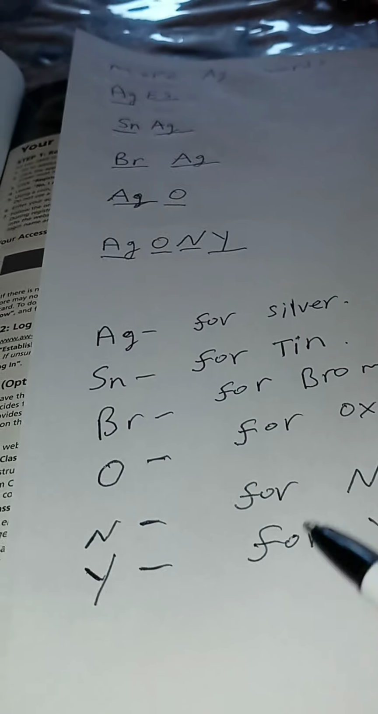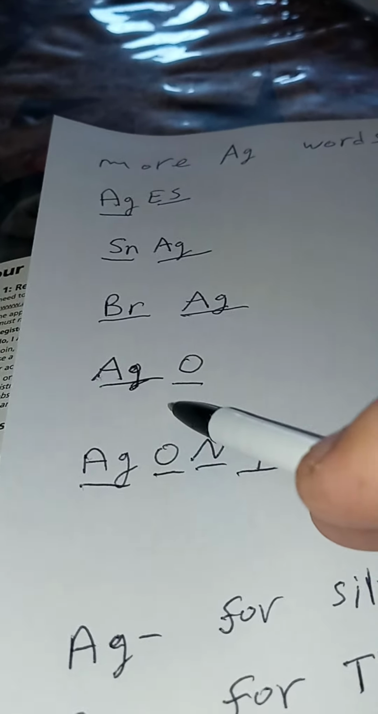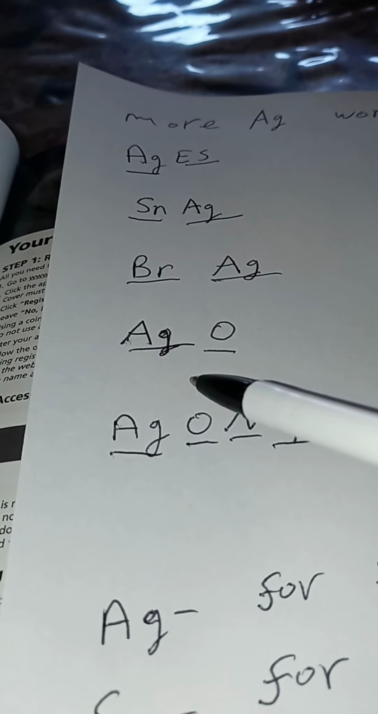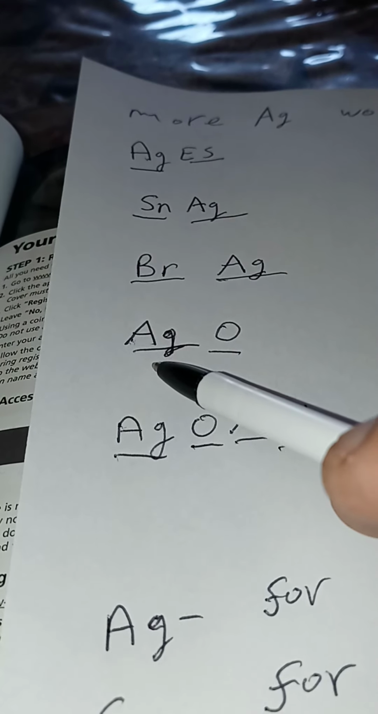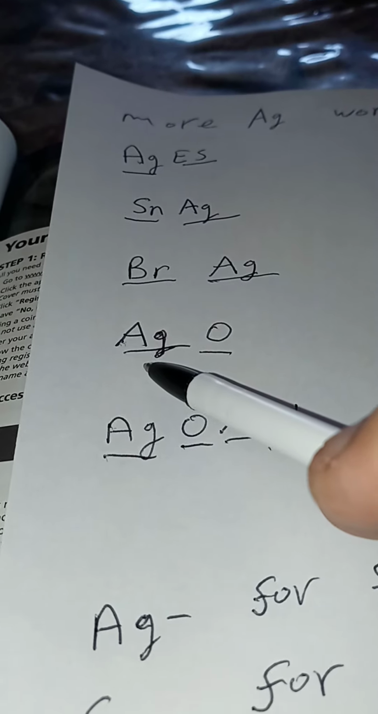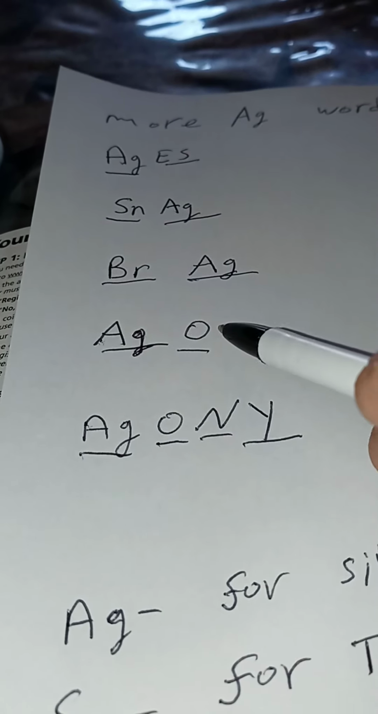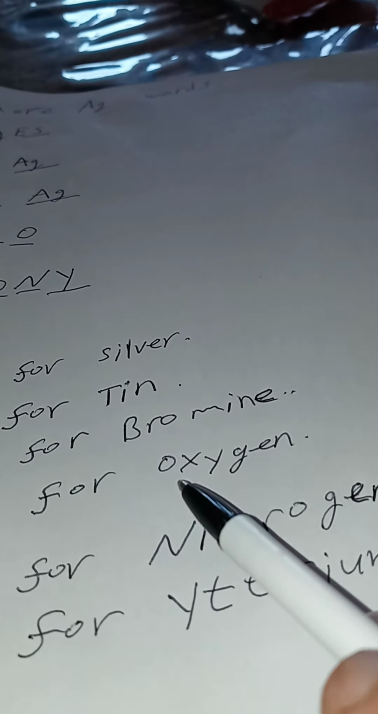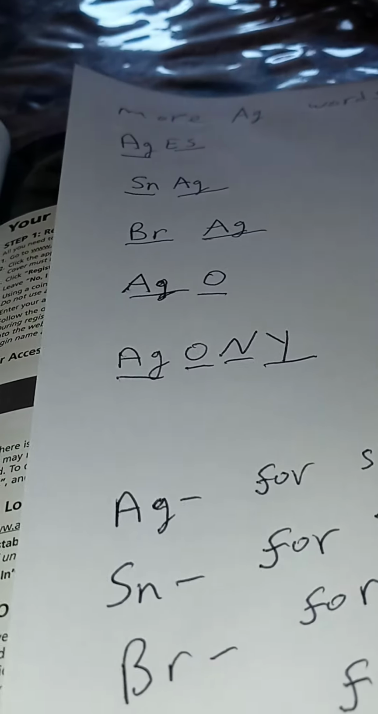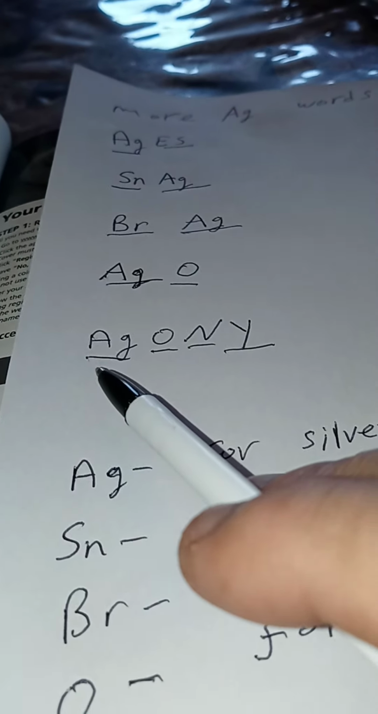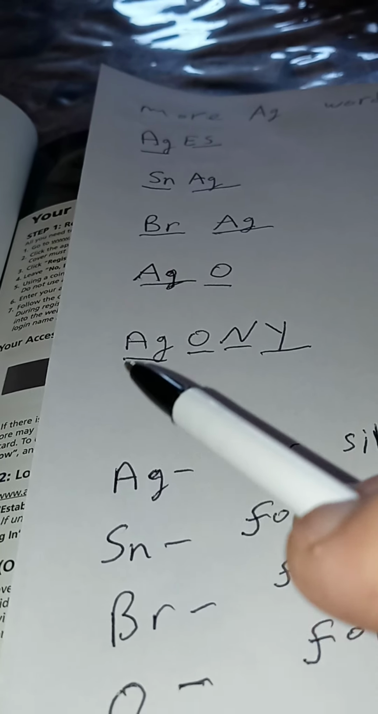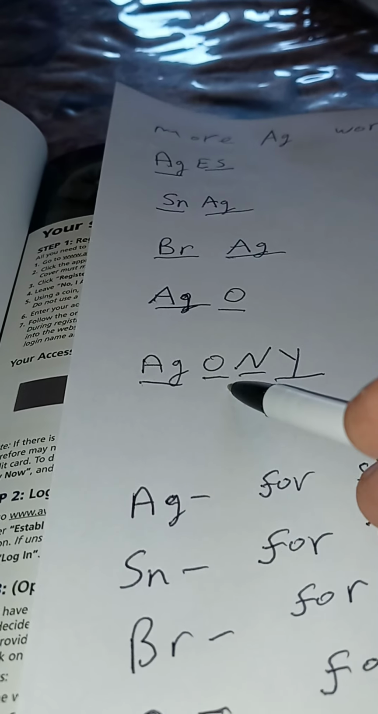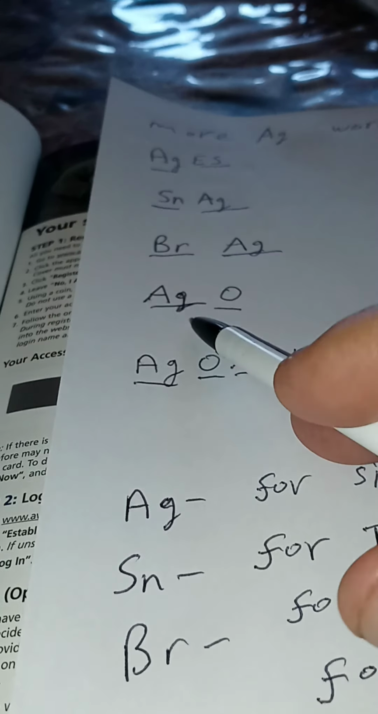Then we've got ago, like two days ago, one day ago, many years ago. So we've got capital A, small g for silver, and capital O for oxygen, O-X-Y-G-E-N. And we've got agony, the word agony: capital A, small g for silver, capital O for oxygen. See here? It's all the same.